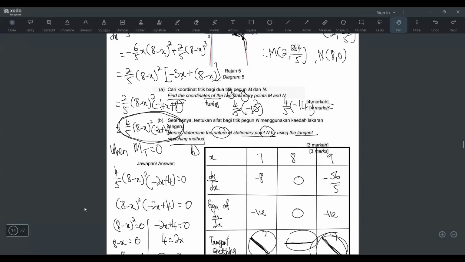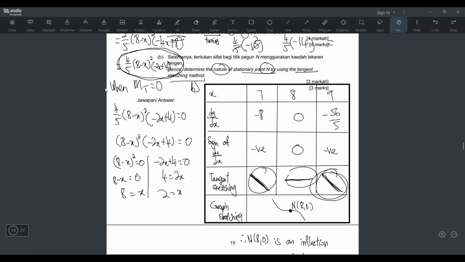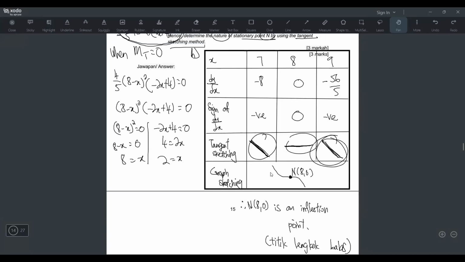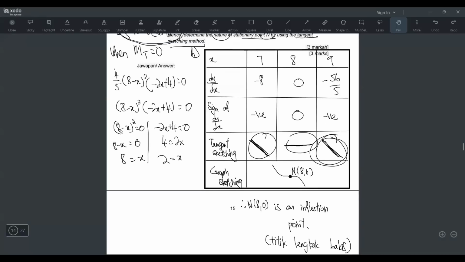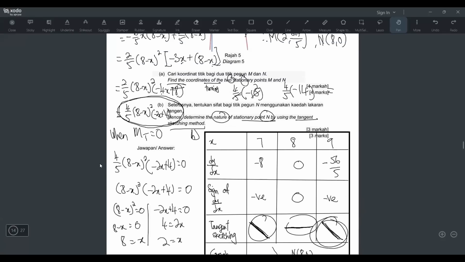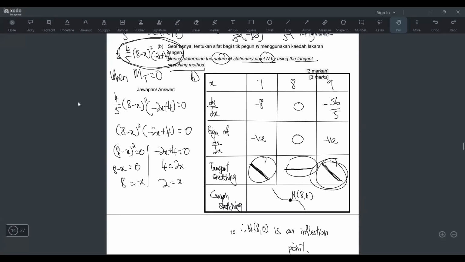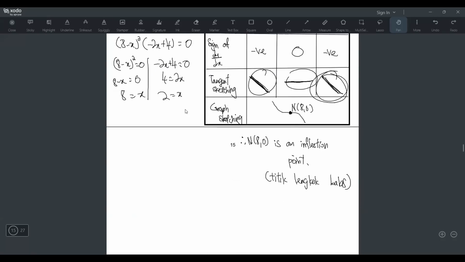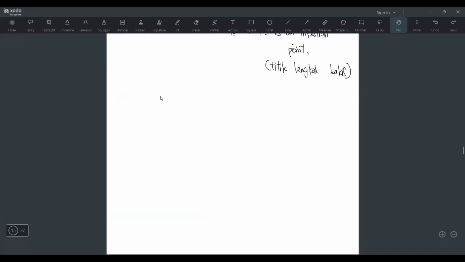All right. Okay. I hope my explanation makes sense to you and you understand what I'm trying to tell you here. So make sure you know how to do the tangent sketching method because this comes out a few times already in the trial paper. Right. It's not the first time I do this already. In my previous video, I forget which video lah, but I also explained about this. All right. I think I explained it enough already. So I'll continue now.